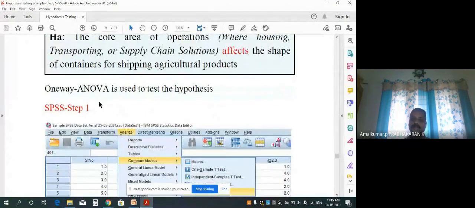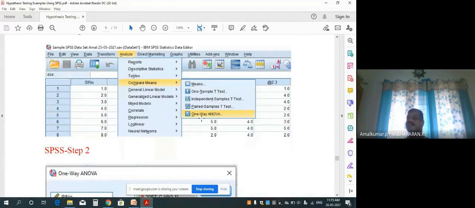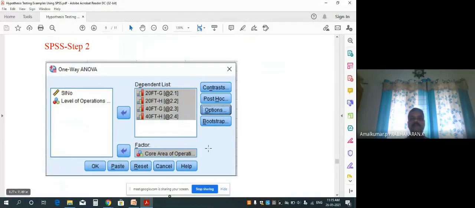Then based on that, the researcher again moves on to click Analyze, select Compare Means, and finally selects the one-way ANOVA. The similar procedure as in the above two hypotheses. We move on to Analyze, Compare Means, select the one-way ANOVA. Then the researcher gets a pop-up window. This is a pop-up window generated by SPSS, and here are the different variables listed in the column.